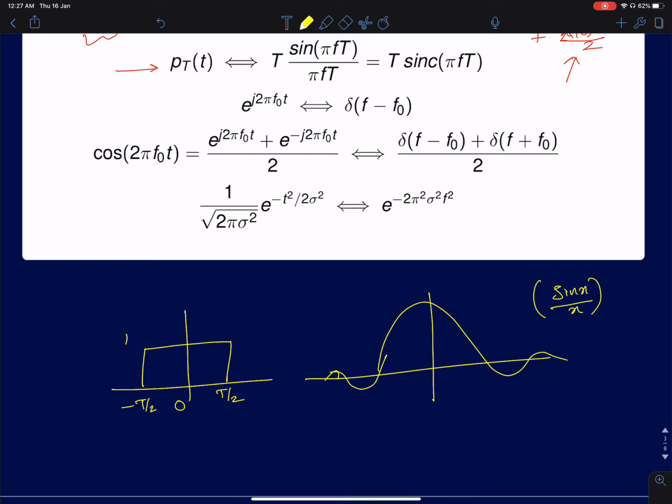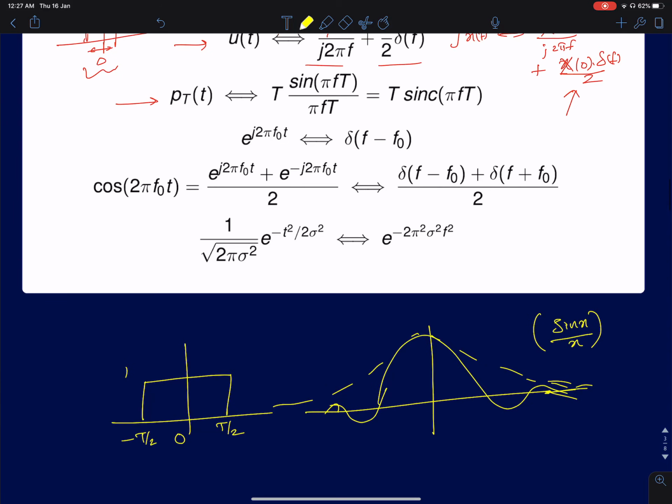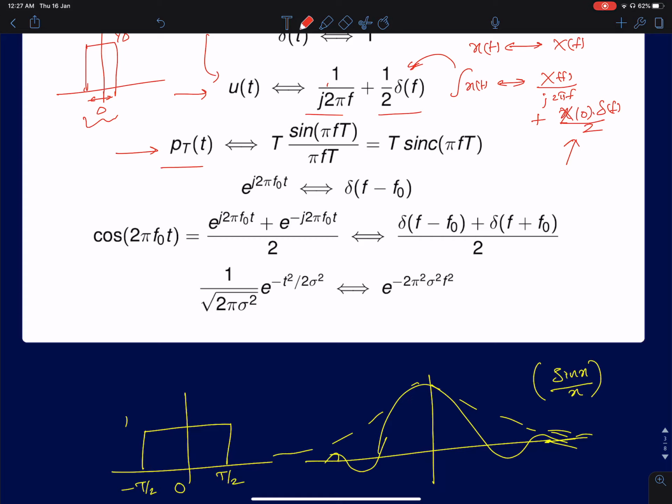So you take a sinusoid and multiply it by 1 by x, which is a hyperbolic function. What you get is a sinusoid which decays as 1 by x. Since it's an open book, you don't have to remember this, but it's good to have this equation handy. So you'll get T sinc(pi f T).